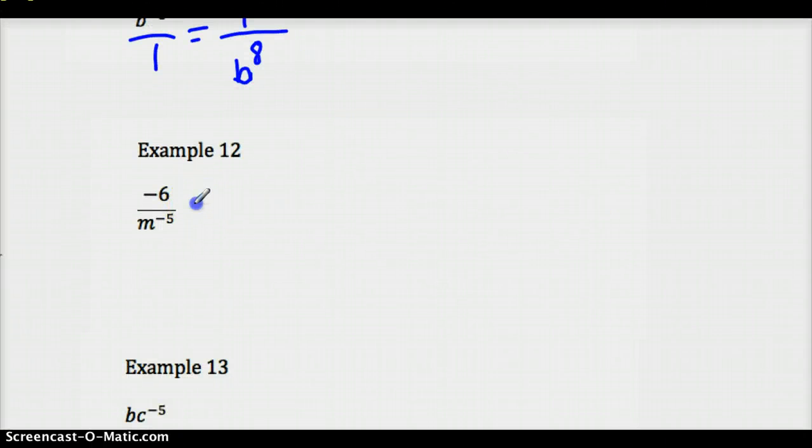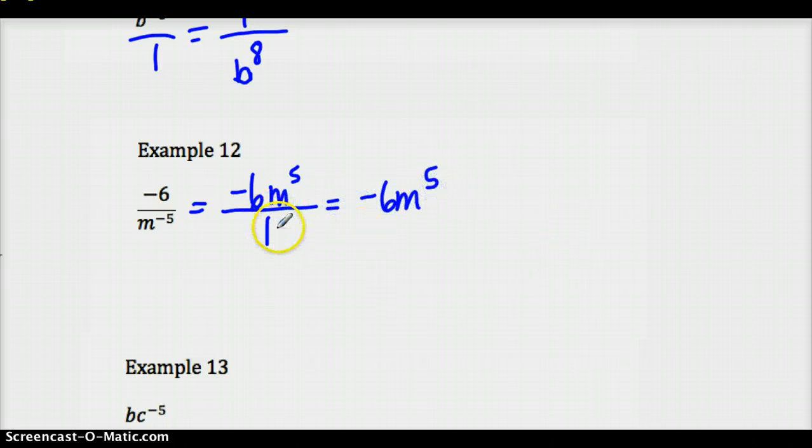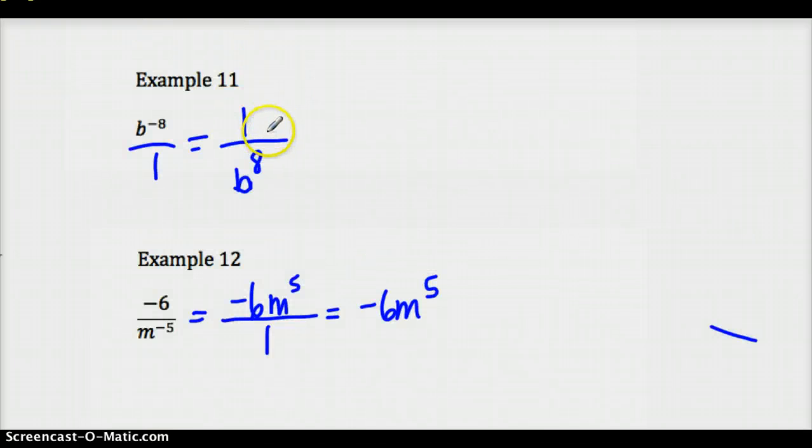Alright, so let's look at this one. If it has a negative exponent, you can move it. So negative 6 is a negative number, but it doesn't have a negative exponent. So it's going to stay up top. M to the negative 5th is a negative exponent on the bottom. So cross the line, change the sign. That's going to move to the top. Now this could be over 1, but anything over 1 is just itself. So that 1 is not necessary if everything's on top. But if everything moves to the bottom, the 1 is necessary, like in this example.